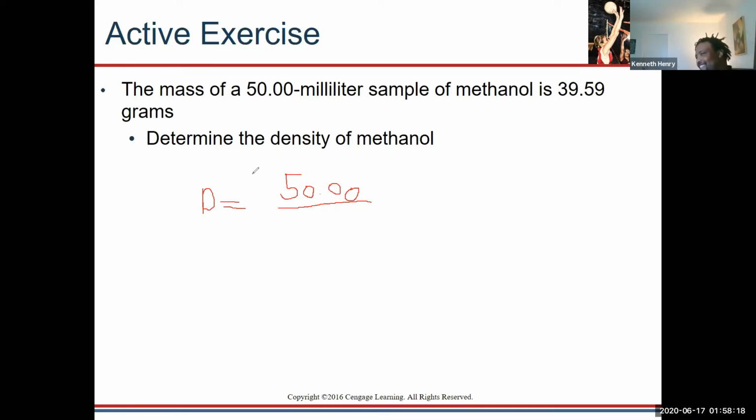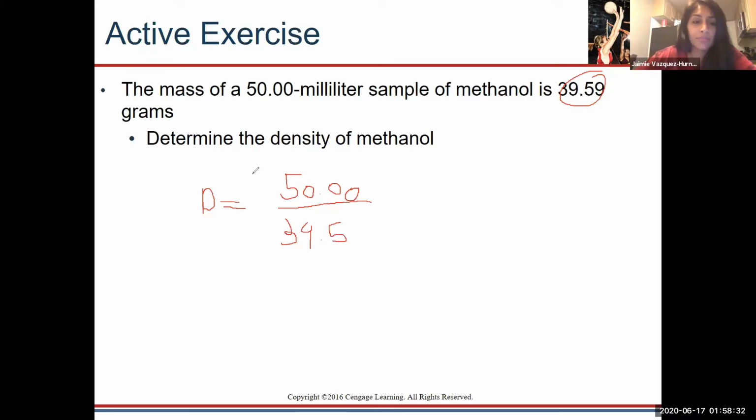Methanol here is our volume, so it's 39.59. Wait, isn't it flipped? What do you mean? Did I flip it? No, because the grams is on top, isn't it? That is correct. Milliliters is volume, right? Yeah, so that goes on the bottom. That's right. Oh, snap. Okay. Hold on, let me undo everything. Let's start over again.